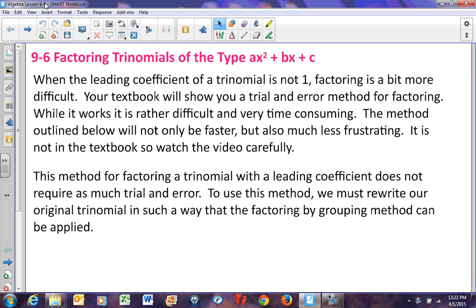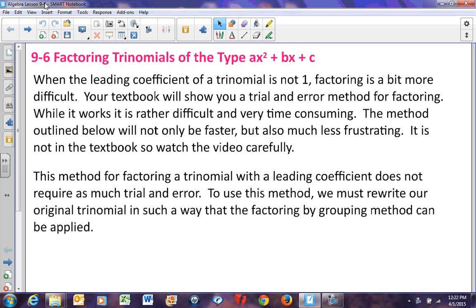Algebra lesson 9-6, factoring trinomials of the type ax squared plus bx plus c. In the last lesson, we learned how to factor trinomials in which the term in front of the x squared term was 1. There was no leading coefficient other than 1. When the leading coefficient of a trinomial is not 1, factoring gets a bit more cumbersome and a lot more difficult.